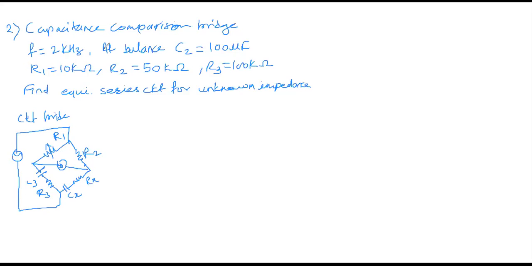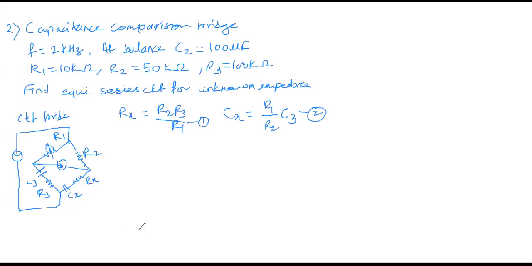Frequency is given here, but there is no need of frequency, right? What is the final equation for the capacitance comparison bridge? Rx is equal to R2 R3 divided by R1, and Cx is equal to R1 divided by R2 into C3. So place all the given values in the equation, and calculate the unknown capacitance and unknown resistance.